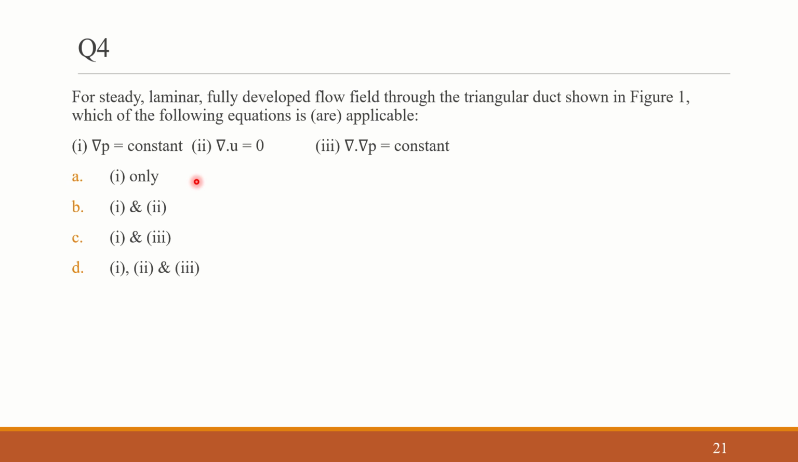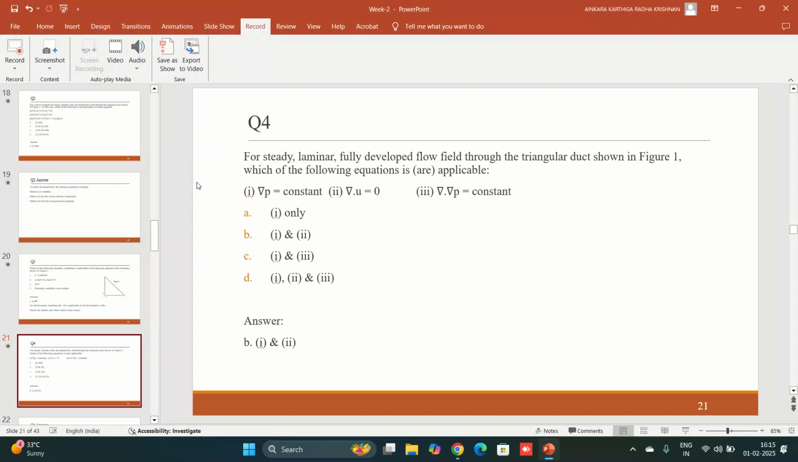So we have got three equations. First one is delta P equal to constant, second one is del dot U equal to 0, and third one is del dot delta P equal to constant. So four options are given. First one it is 1 only. Second one it is 1 and 2. Option C it is 1 and 3. Last one it is 1, 2 and 3. So which of the following correctly suits the system, that is steady laminar fully developed flow through the triangular duct, and which of the equations are applicable? So any answers from your side?